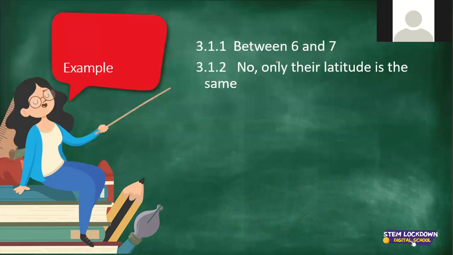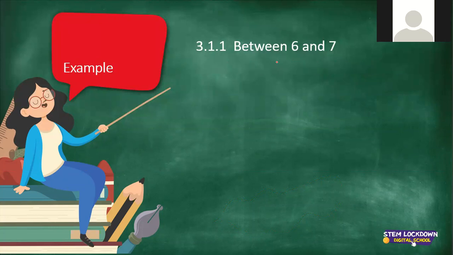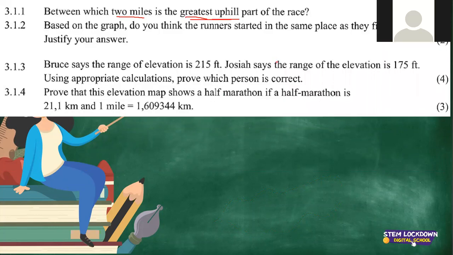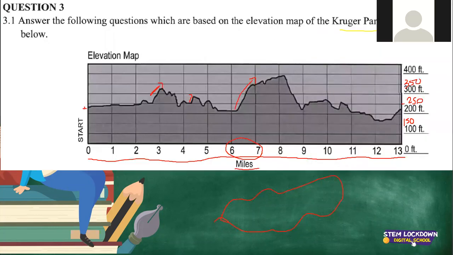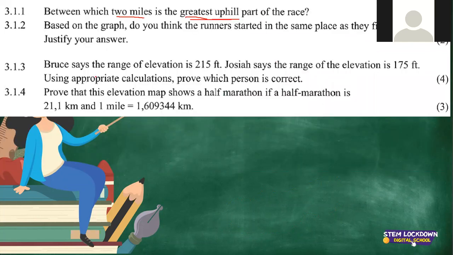The altitude, only the latitude is the same. Okay, here it's actually not. Here the altitude is not really the same. Here it's just above, here just below 250. Here just above 200. Right? So they did not start at the same place. Okay. Let's continue. Next question.